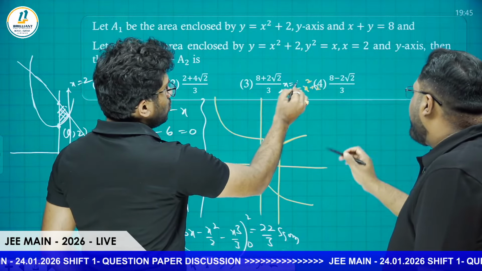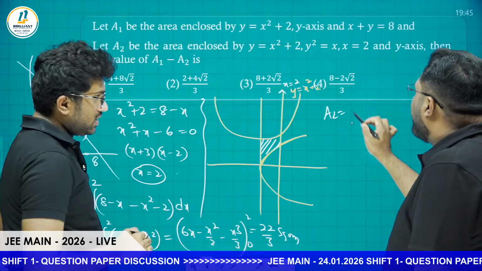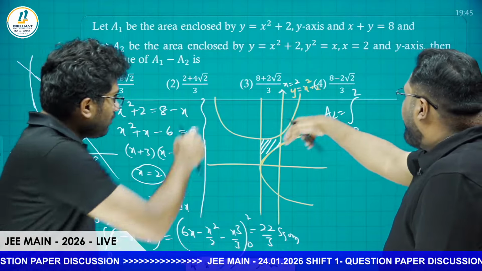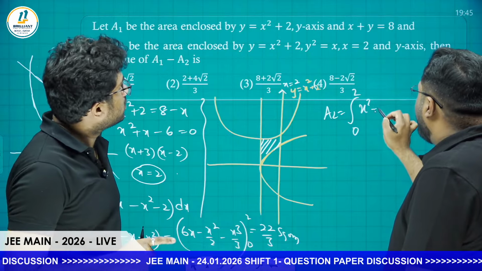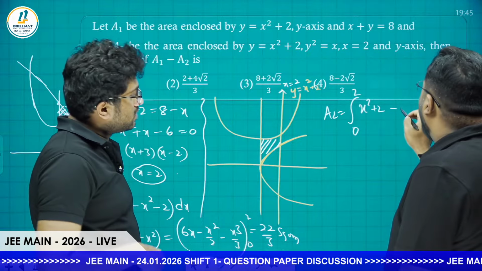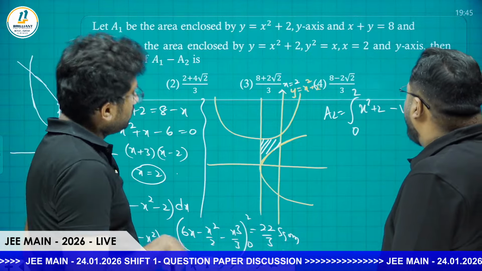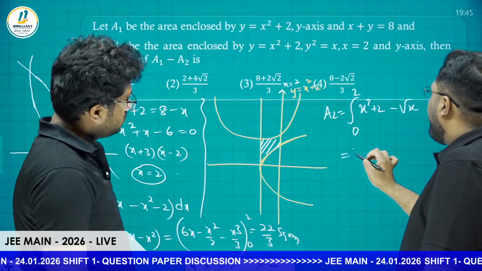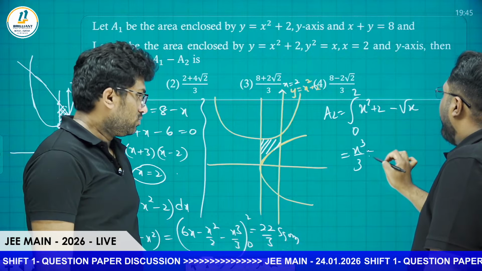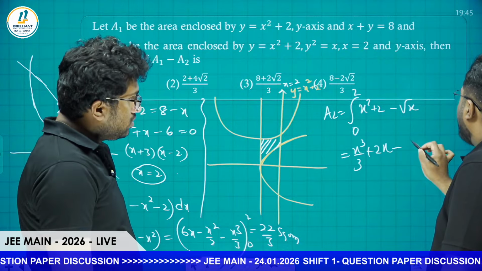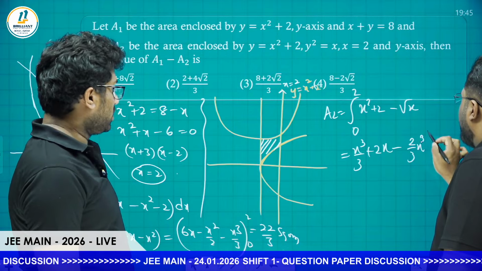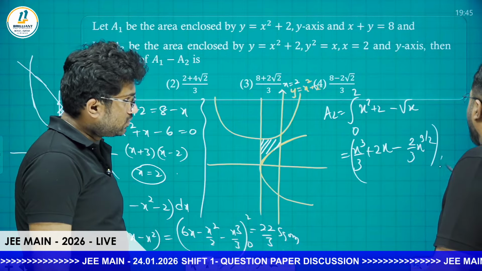They have given x equals 0 to 2. So your A2 will be the integral from 0 to 2 of the upper curve, the parabola x squared plus 2, minus the lower curve, root x, y equals root x. So you have to integrate this, which is going to be x cubed by 3 plus 2x minus 2 by 3 x raised to 3 by 2, from 0 to 2.